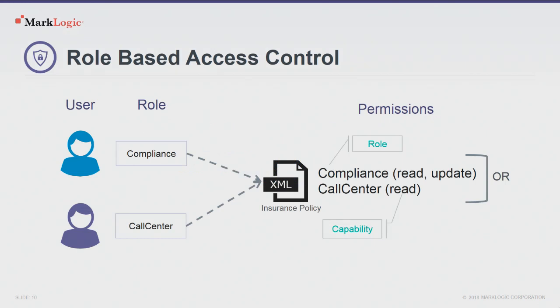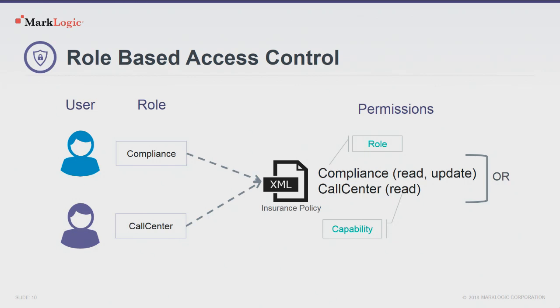So I have my example here: two users. They have two separate roles, compliance and call center. And I have an insurance policy to which I am applying some permissions. For instance, compliance has the permission to read and update, and call center has only the ability to read. In the basic model, as I have highlighted there, it's an OR. So if I have compliance or I have call center, I'll be able to read this document.